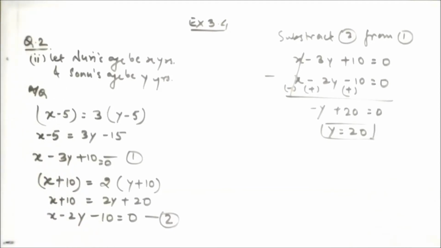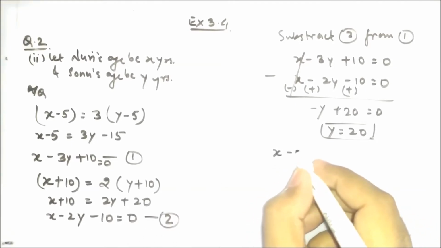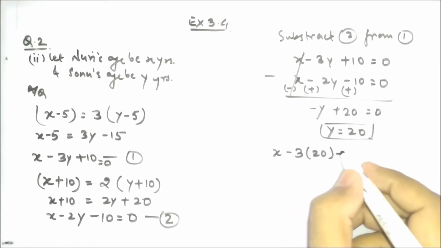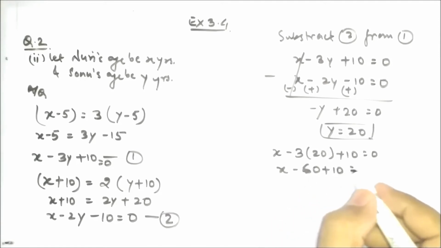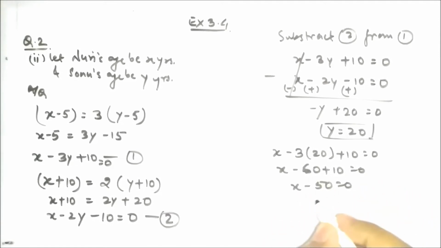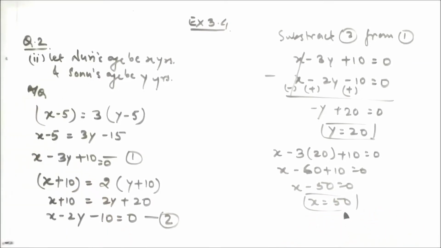Present age of Sonu is 20 years. Now to get the present age of Noori, we put the value of y as 20 in either equation 1 or 2. I am putting it in 1. Then this will be x minus 3 into 20, because y is 20, plus 10 is equal to 0. So x minus 60 plus 10 is equal to 0. That will be x minus 50 is equal to 0. So x will be 50. So the answer is Noori's present age is 50 years, and Sonu's present age is 20 years. I hope you understood this question. This question belongs to ages 1. This is very important as so many exercises have this type of question.